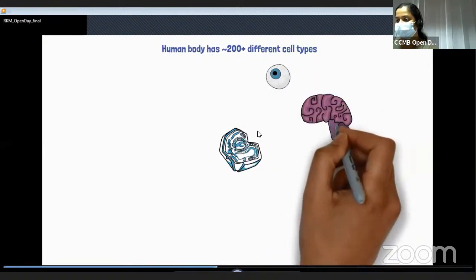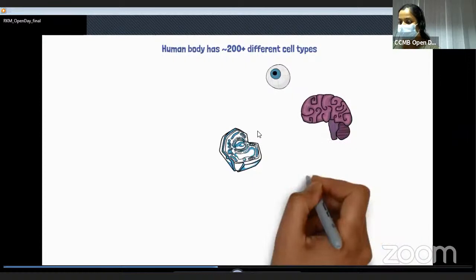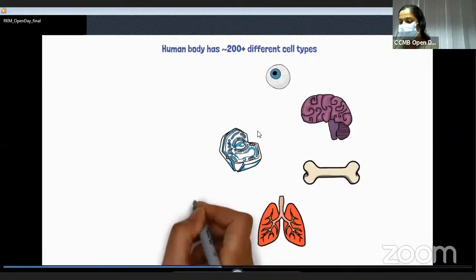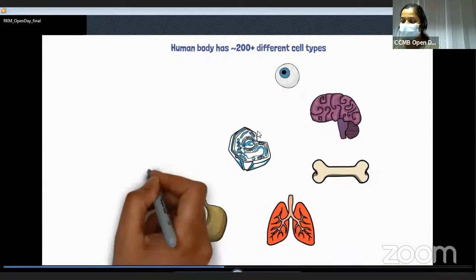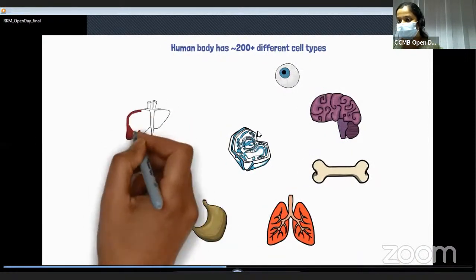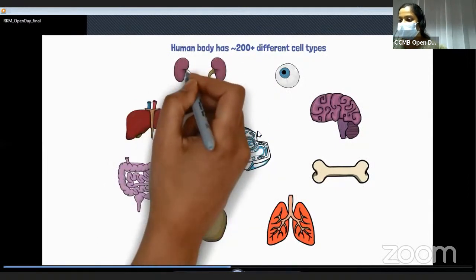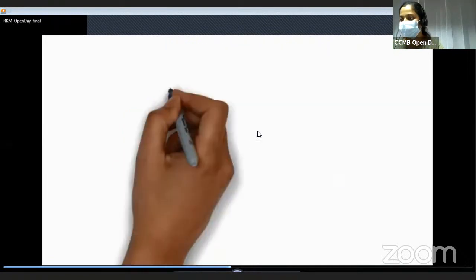A single cell called zygote gives rise to various organs during development, like the eye, the brain, your bones, lungs, stomach, the digestive system, liver, and the kidneys. All these organs are formed from the same DNA that was inherited from the parents. They all have the same DNA.